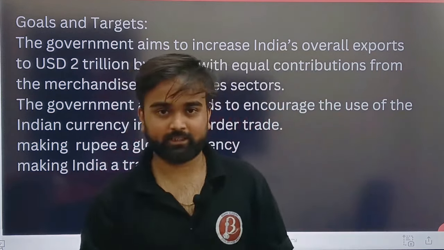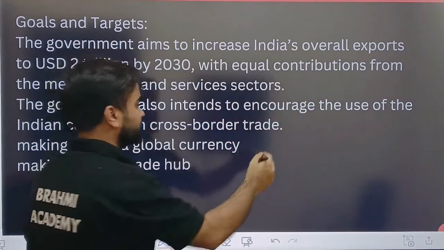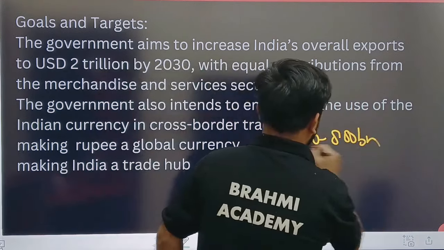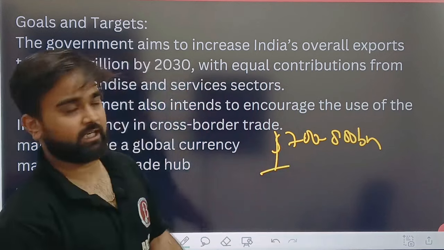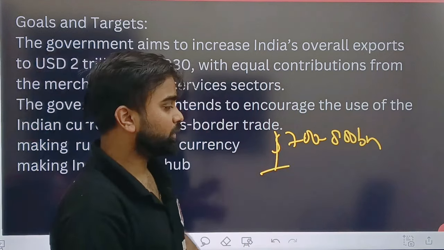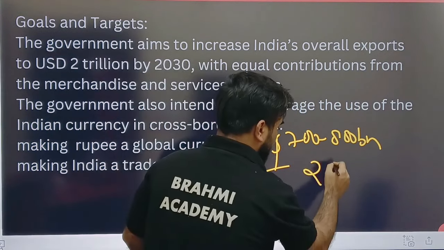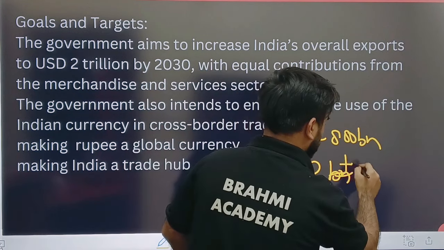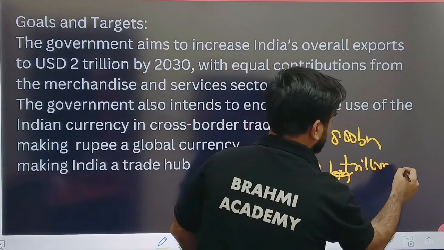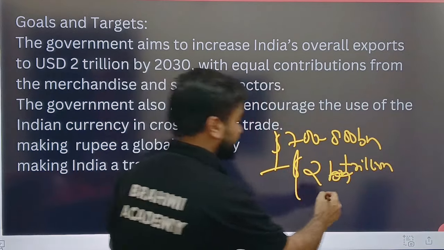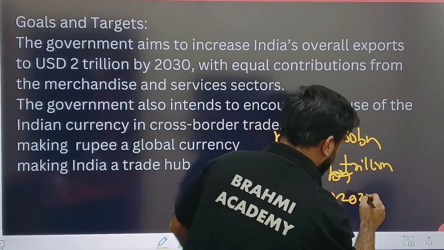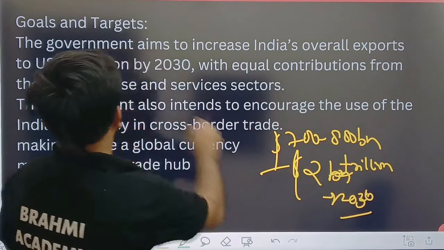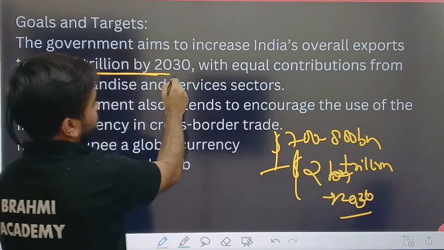In this segment itself, as of now, India is exporting somewhere close to $700 or $800 billion, the annual export that we exported last year. But what we are aspiring is to achieve an export of 2 billion. Yes, 2 trillion, sorry. $2 trillion export worth by 2030. This includes merchandise as well as services export. So this is our aim. USD $2 trillion by 2030.